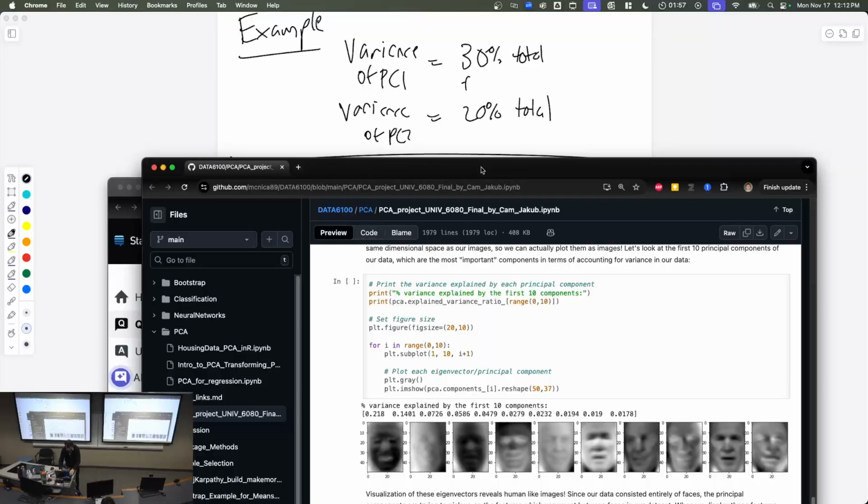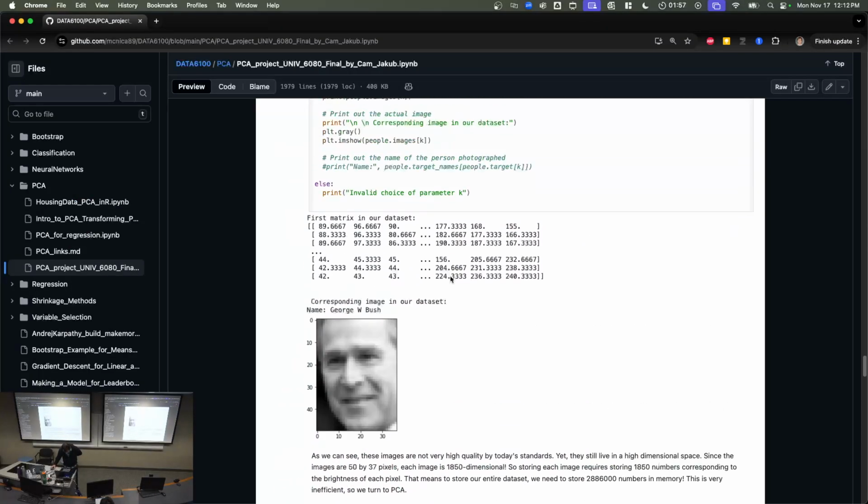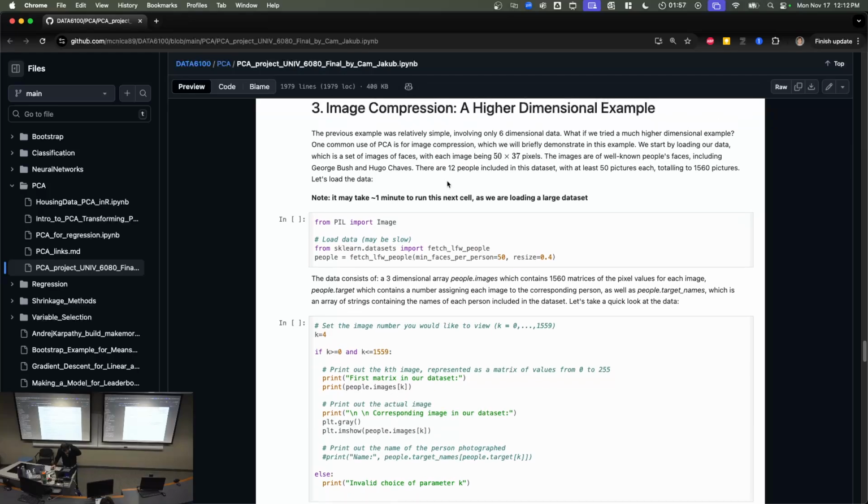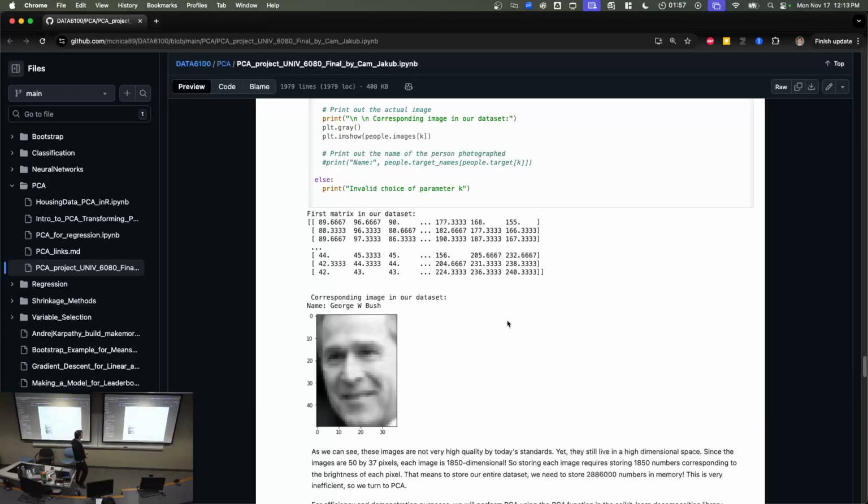Yeah, here it is. So this is exactly this data set. Image compression, a higher dimensional example. And so he loaded in these faces. There's 1,560 of them, at least 50 pictures each. Okay, but here's what I'm looking for. 50 times 37 pixels is the size of each picture. And so here are some of the pictures that they loaded. This is George Bush, kind of a low resolution picture, but you get the idea.